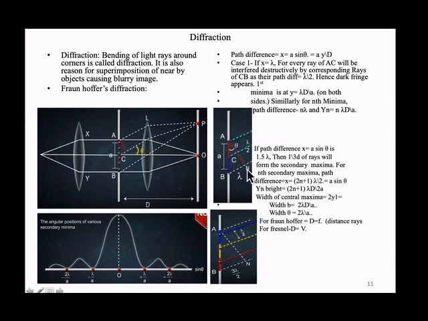Suppose the path difference, instead of lambda, is an odd multiple, 1.5 lambda. Then what happens? This is lambda by 2, this is lambda, this is 1.5 lambda. So whatever rays are going in this zone are destructively interfered by the next zone. This zone also has lambda by 2 difference with it. First ray and first ray lambda by 2, second ray lambda by 2, like that. So these get cancelled. What finally goes without disturbance? This one third portion will go and give a bright fringe.